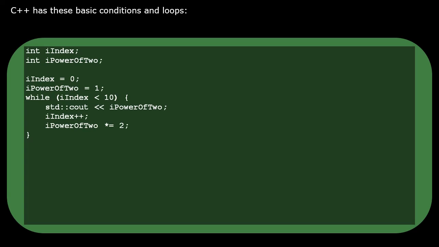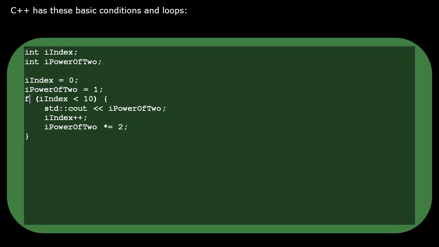For example, consider this while loop. This code prints out each of the powers of 2 up to 2 to the 10th power. For the part where we're giving variables their initial values, we're now assigning to two variables. And for the part where we're updating variables, we're updating both I index and I power of 2.